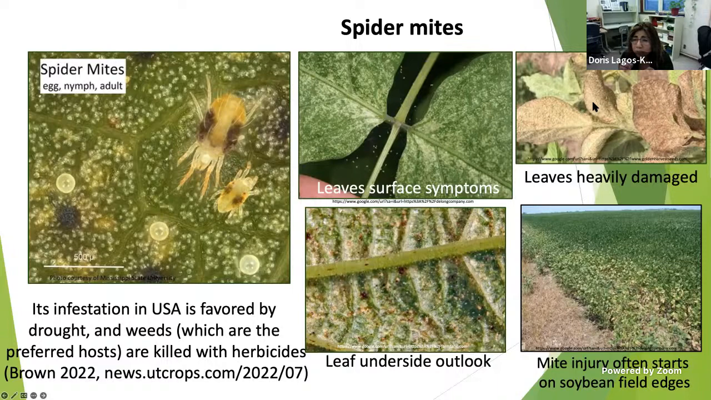It has also been mentioned that they prefer older soybean fields. Why? Because they are especially a problem in drought years, and also when people control the weeds with insecticides, since weeds are usually preferred by these mites. And also they are not a big problem because they have big predators as well, like white mites.